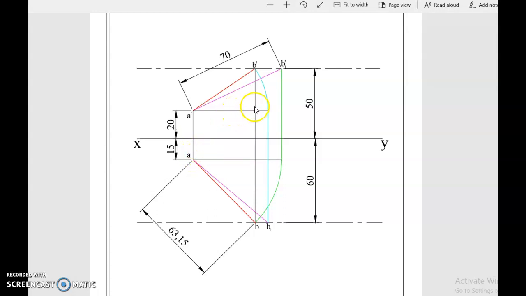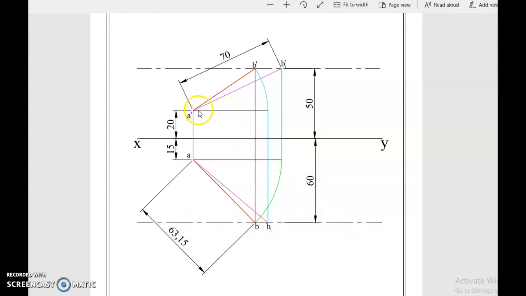Now the end B is 50 mm above HP, so first you draw the locus line 50 mm above XY line, and 60 mm in front of VP. So the locus line of top view of end B is drawn 60 mm below XY line.